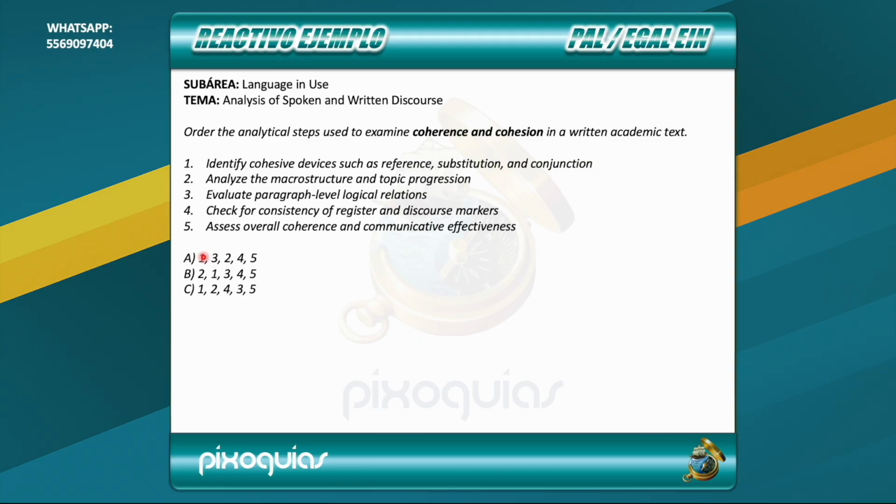Let's check it out. 1. Identify cohesive devices such as reference, substitution, and conjunction. 3. Evaluate paragraph-level logical relations. 2. Analyze the macrostructure and topic progression.